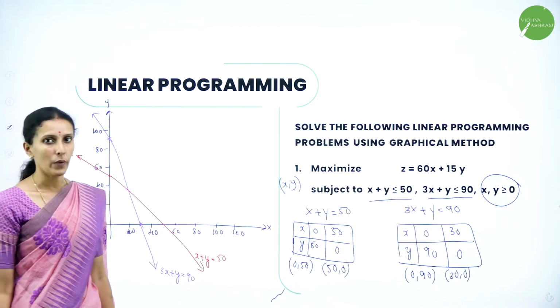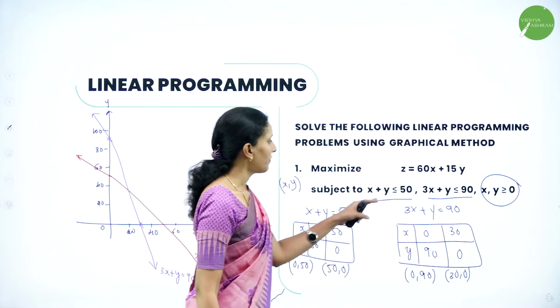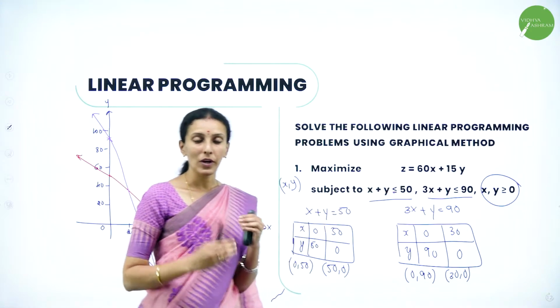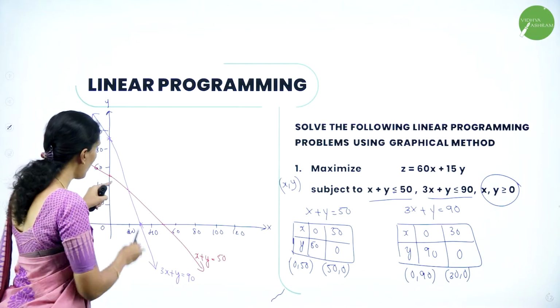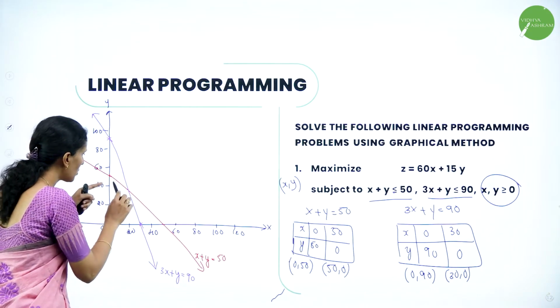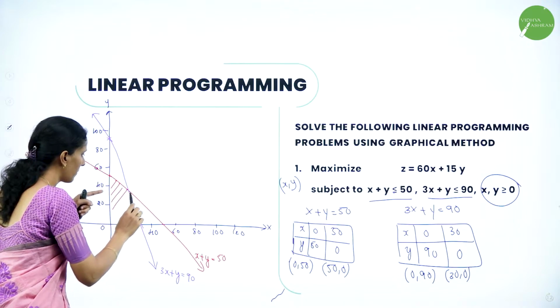Now, observe the equation here. The first equation is less than or equal to. Less than or equal to means the solution region lies below the line. So you have this region now. The solution will be below this line.